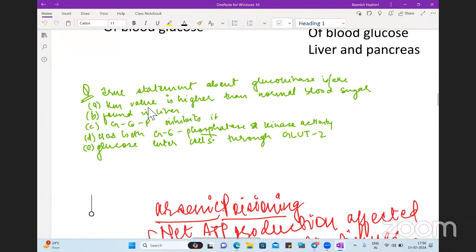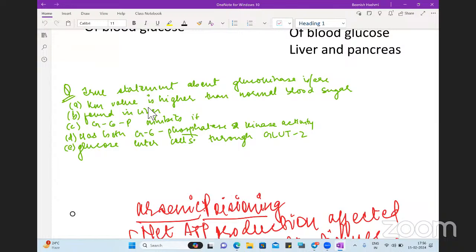So if you could see, the true statement about glucokinase is: the first option, Km value is higher than normal blood sugar; found in liver; glucose 6-phosphate inhibits it; has both glucose 6 phosphatase and kinase activity; and glucose enters cells through GLUT2. Okay, so I've spoken about glucokinase. The question says, which of the following statements are true? There can be one or more statements that can be true.